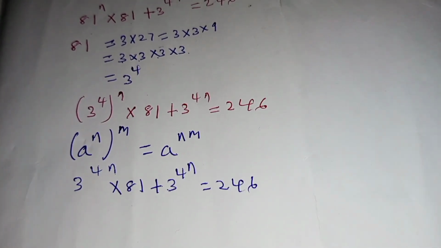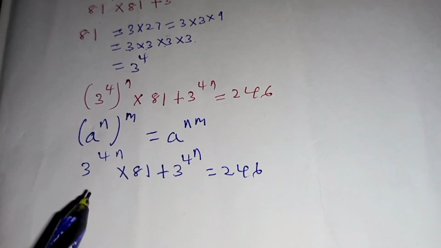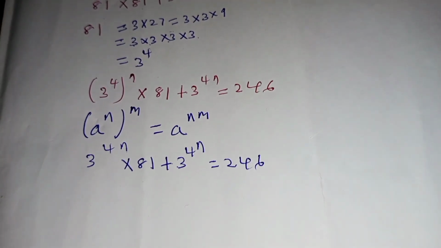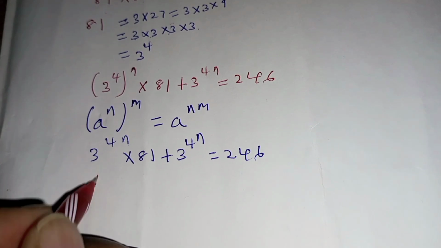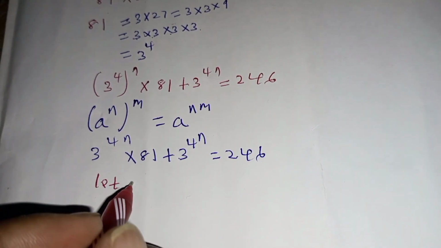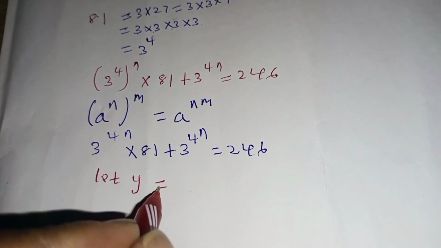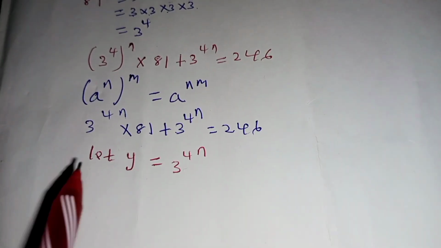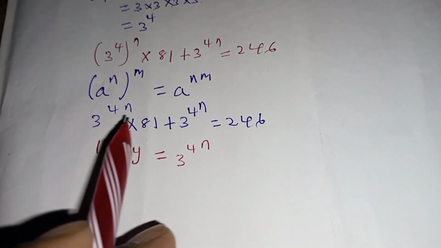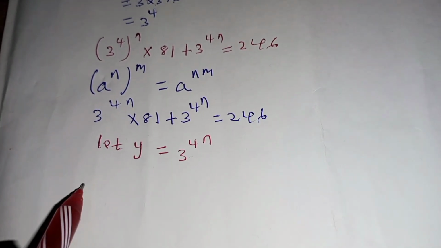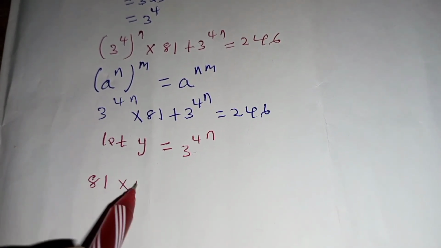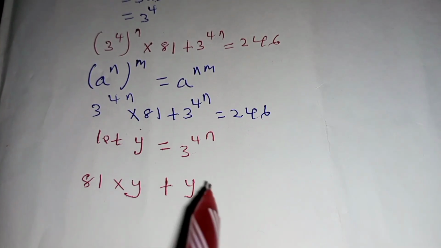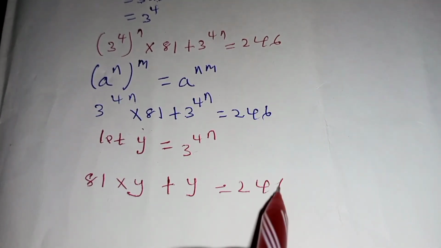At this point now, we can clearly see that here we have 3 to the power of 4n, and in this part we have 3 to the power of 4n. So we can reduce this by letting a letter y, or any letter of your choice, be equal to 3 to the power of 4n. Then we substitute this part, which is 3^(4n), with y. So we shall have 81 multiplied by y, plus y being equal to 246.